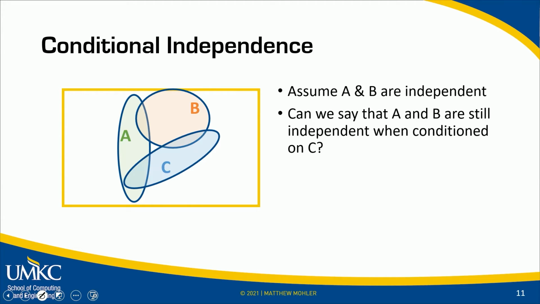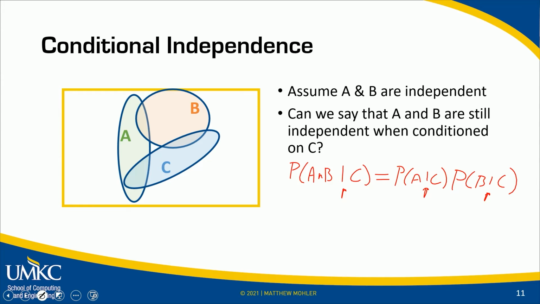that if we add some event C, that the probability of A intersected with B conditioned on C is equal to the probability of A conditioned on C multiplied by the probability of B conditioned on C. Now, this is the equation for conditional independence. We're literally just taking our original equation for independence and adding conditions, specifically on this event C.